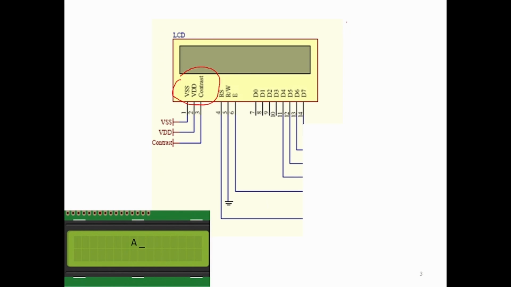We have 8 data pins starting from D0 to D7, and we have 3 control pins called RS, RW, and E for enable. For programming we will use these 11 pins only. Now how to write code, that we will discuss in the next video.